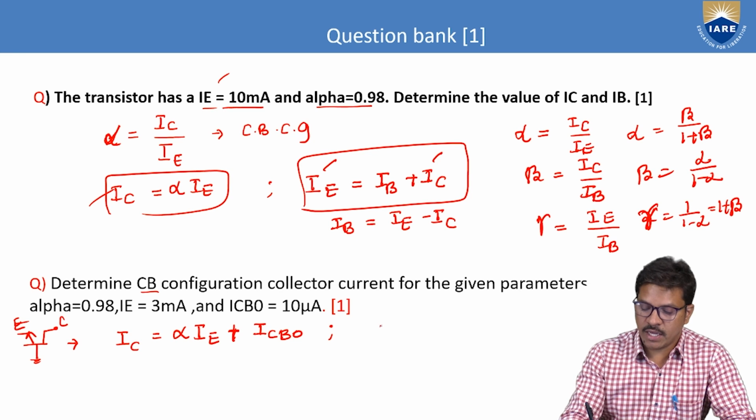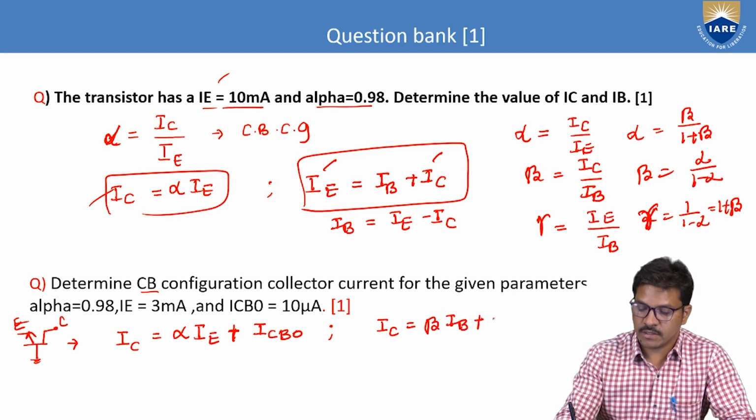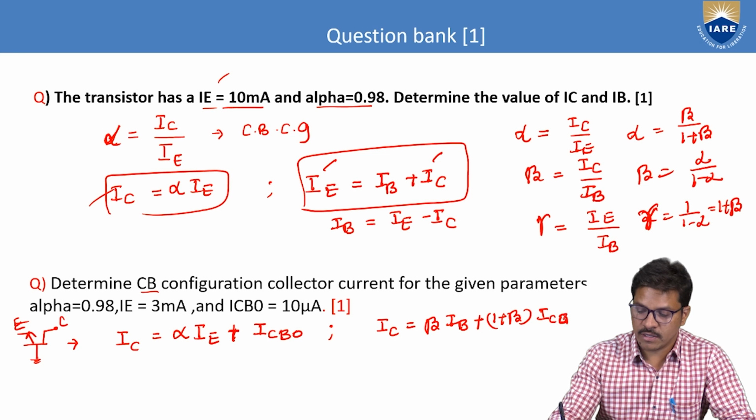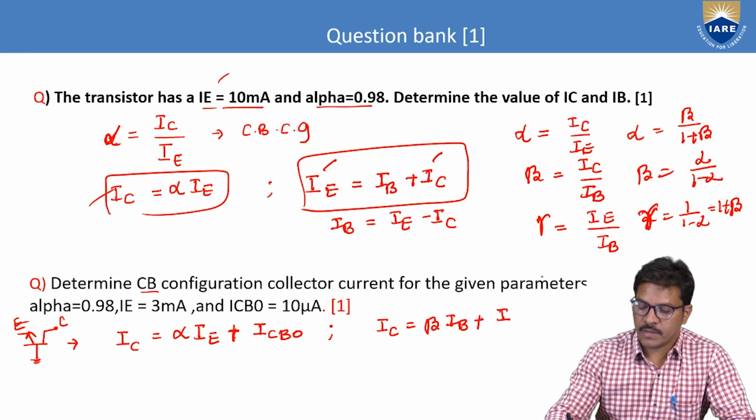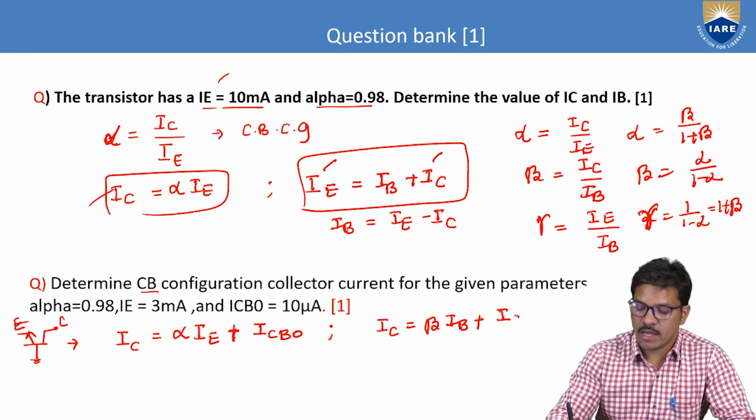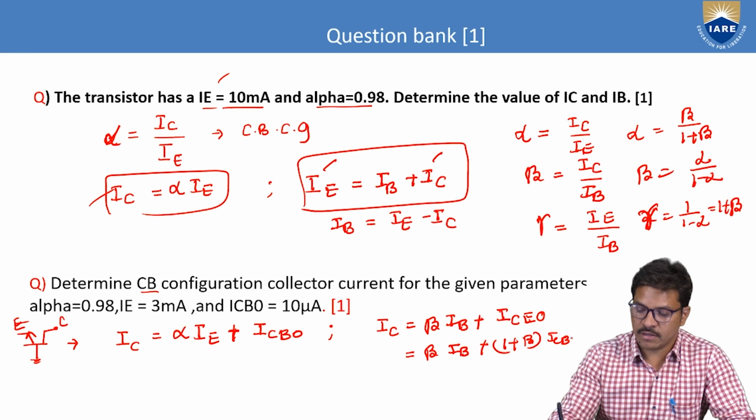If it is a common emitter, IC is equal to beta IB plus 1 plus beta times ICBO, which is replaced with ICEO in a common emitter. This ICEO can be written as 1 plus beta into ICBO, like that.